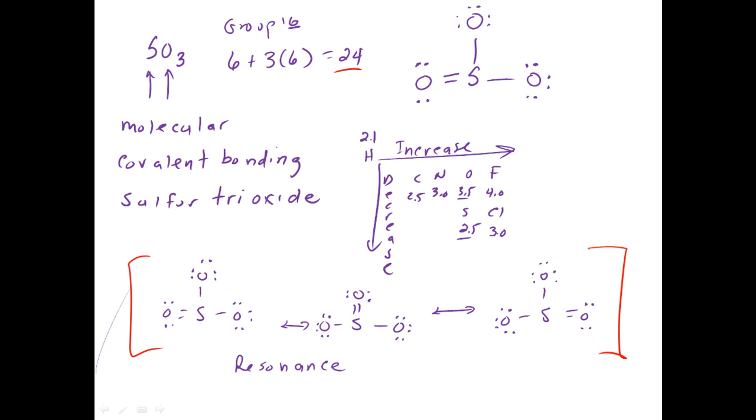All right, so I want to develop this out a little further. Let's go to the next page. Now I'm just going to focus on one of the resonance structures for sulfur trioxide. So let's just make it nice and symmetrical. I'll put the double bond on this oxygen and single bonds on the other oxygens. All right, so here we have sulfur trioxide.